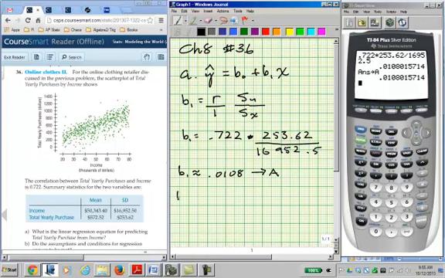Okay, B sub 0, which is the other number I have to calculate to make the model, equals y bar minus B sub 1 times x bar. So in this case, it's going to be B sub 0 equals the mean of the dependent variable minus the rate of change, B sub 1, times the mean of the independent variable. So in this case, b sub 0 is going to equal the mean of total yearly purchases. That's the response variable, the dependent variable.